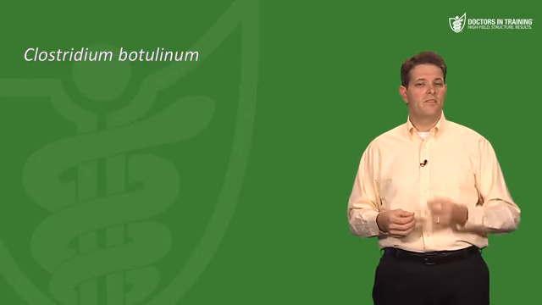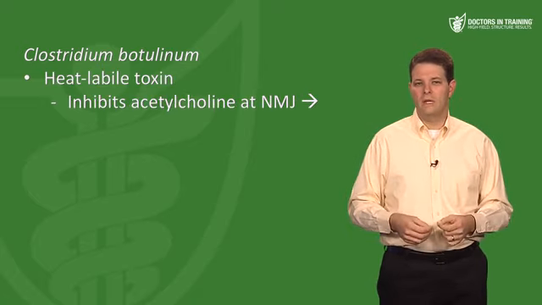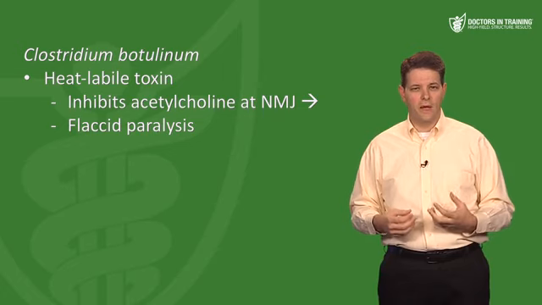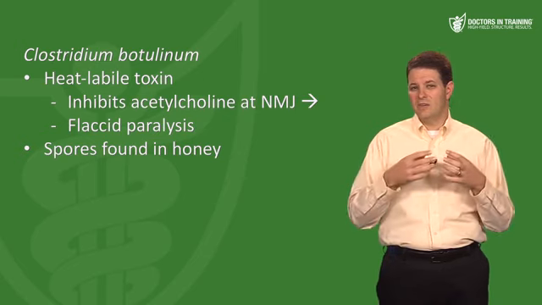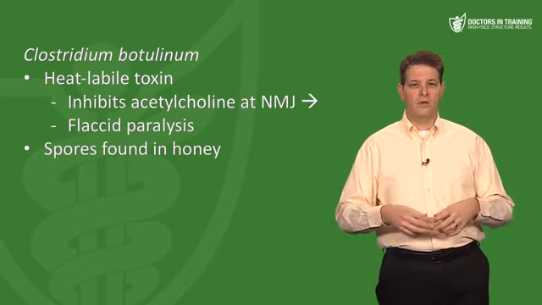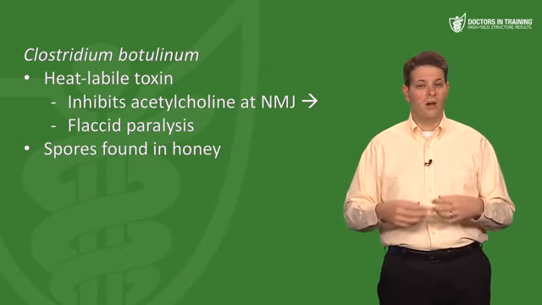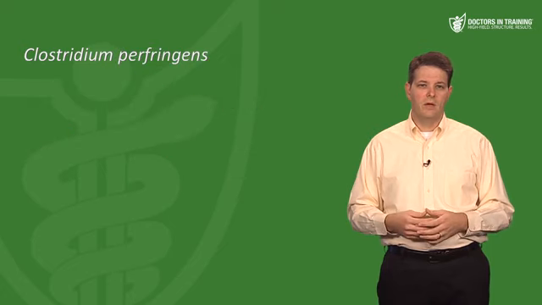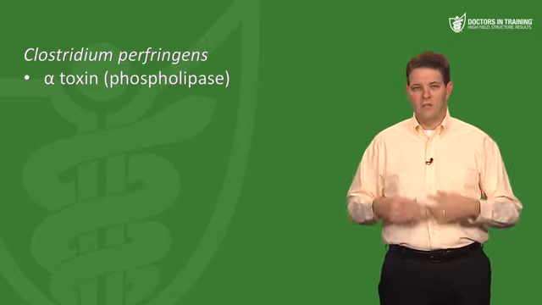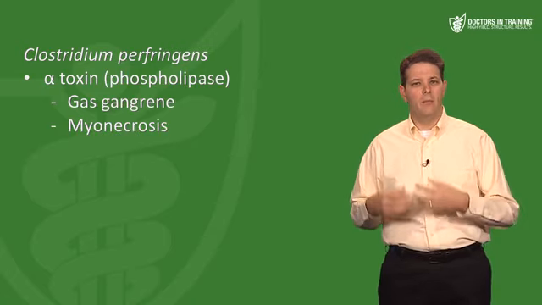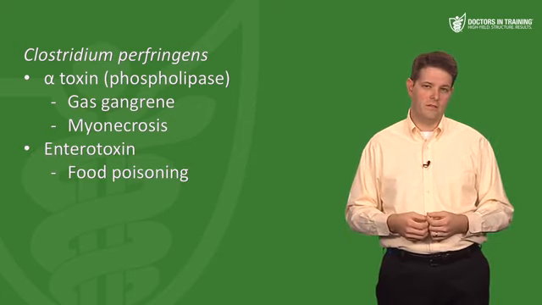Our third species is Clostridium botulinum. So this species produces a heat labile toxin that inhibits acetylcholine at the neuromuscular junction, causing a flaccid paralysis. And remember, we don't recommend giving honey to babies because honey may contain Clostridium botulinum spores. So these spores can transform into reproducing bacteria, which can eventually populate the intestine and produce botulinum toxin that causes symmetric weakness in babies. And then Clostridium perfringens is the last one. Remember, this is one that can produce alpha toxin, a phospholipase that causes gas gangrene and myonecrosis, as well as an enterotoxin that's responsible for a large number of food poisoning cases.